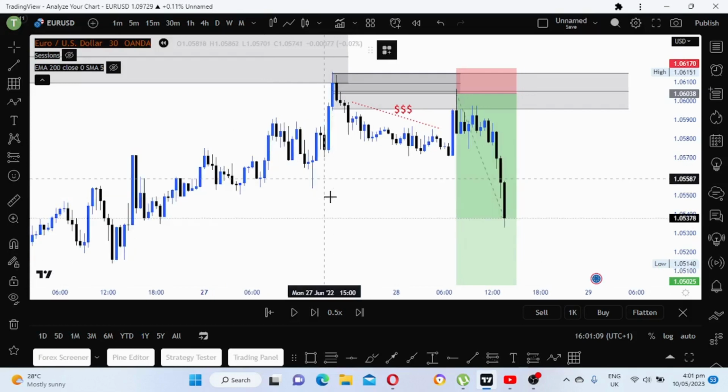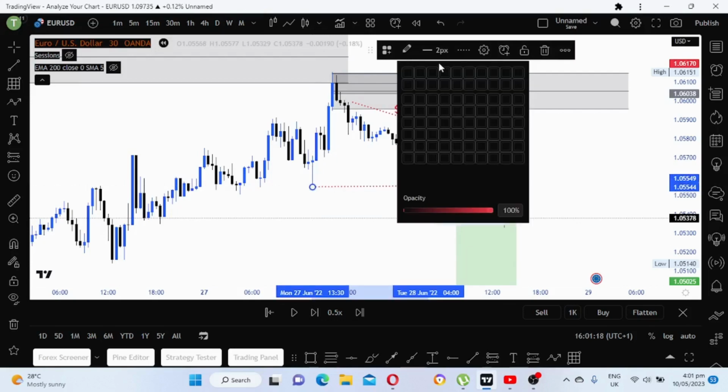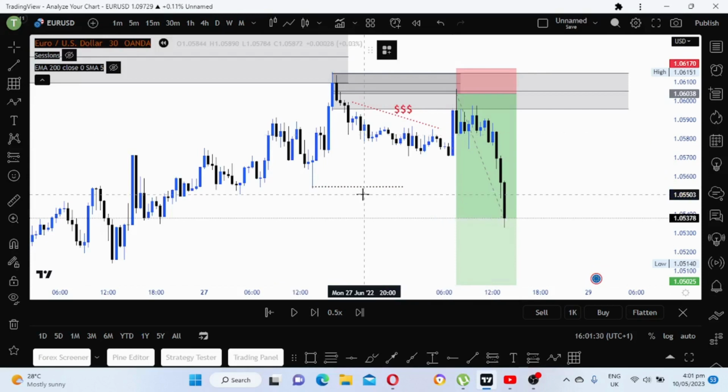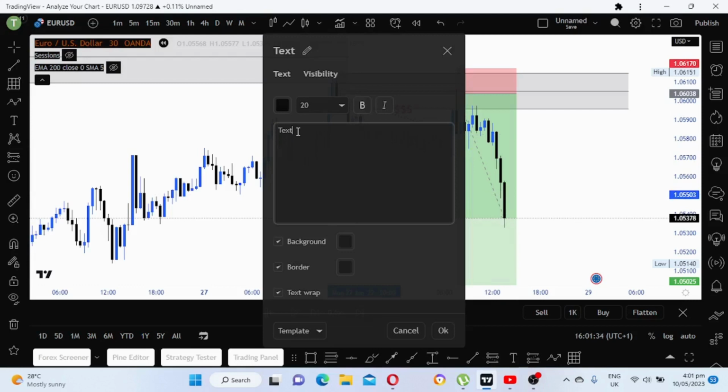Some people enter after a change of character. Me, I enter aggressively if I see that price came back to the supply zone, as I did. There is a change of character on a lower time frame, let me say 30 minutes. It's also a change of character on 15 minutes.